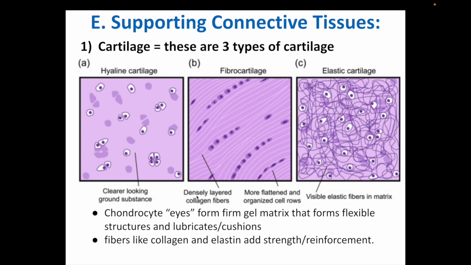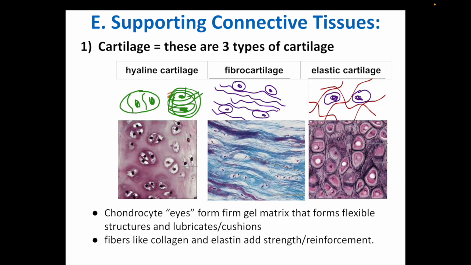In this case, for fibrocartilage, it's collagen. In the case for elastic cartilage, it's elastin, and it's going to allow it to have its special properties of extra strength or reinforcement. So these are what I like to draw them out as in terms of the cartoon, and here's what they look like in real life. I'll talk about these images more in just a little bit.